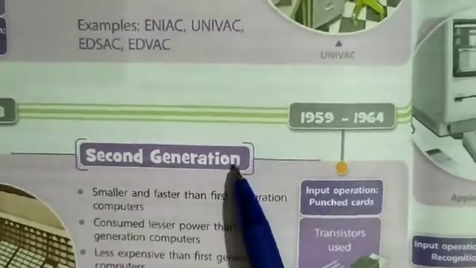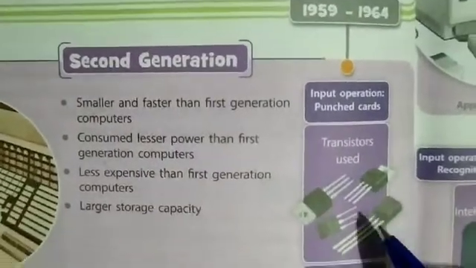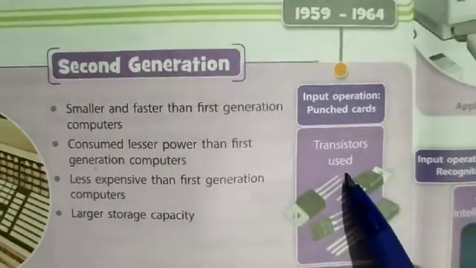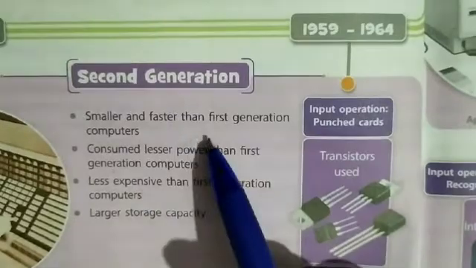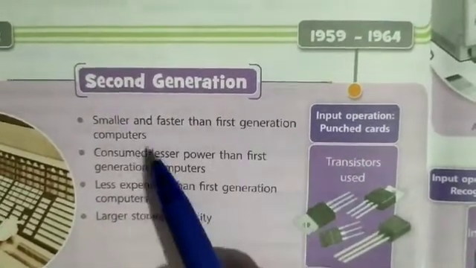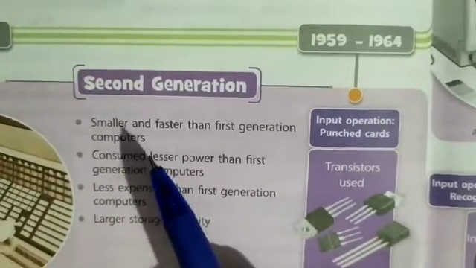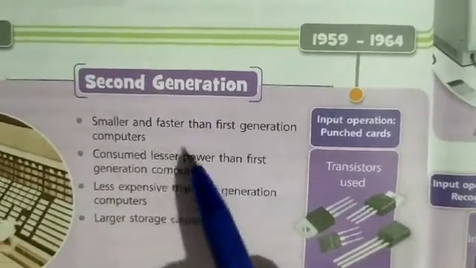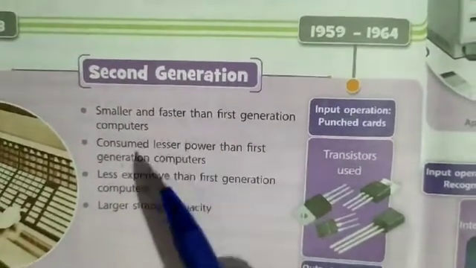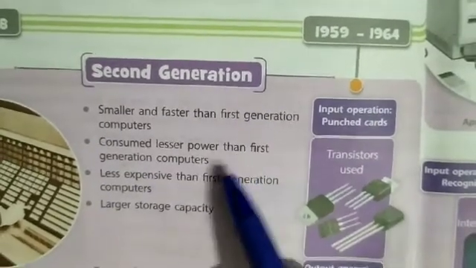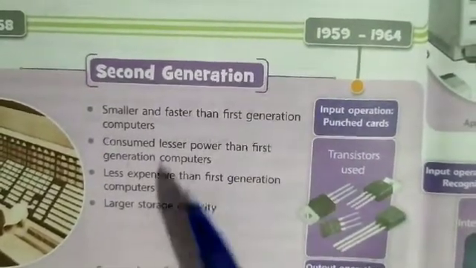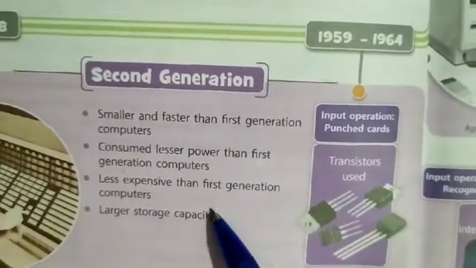In second generation computer, instead of vacuum tubes, transistors are used. This is the component which is used in second generation computer. And the characteristics of second generation computer are smaller and faster than first generation computer. The computers developed in this generation are faster than first generation computer. It consumes less power than first generation computer, and it is less expensive than first generation computer.